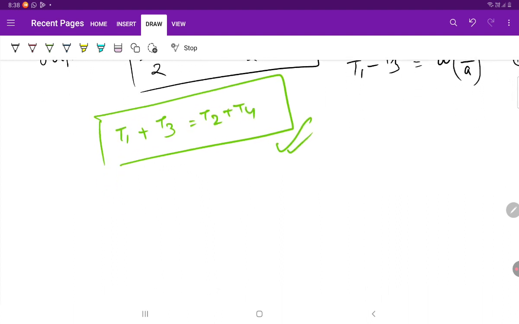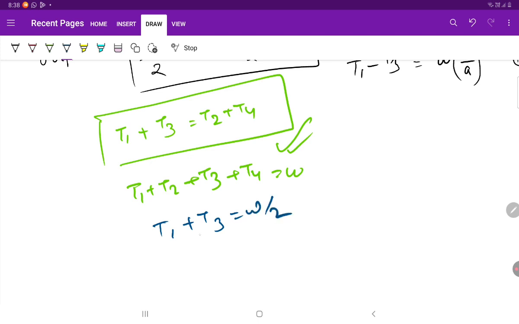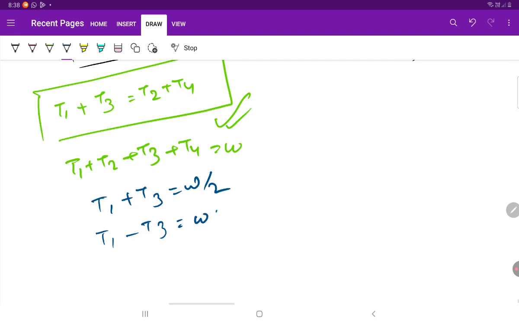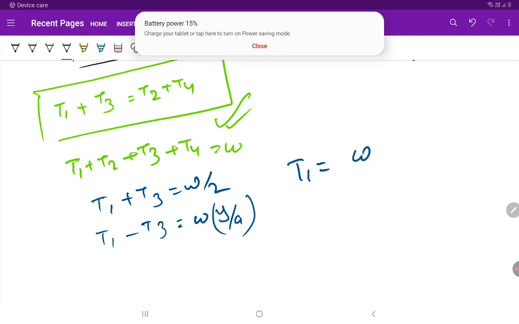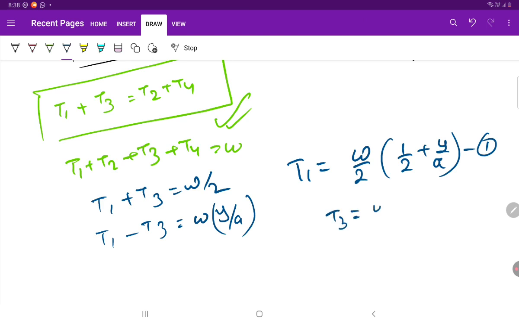Initially, you may have seen the equation T1 plus T2 plus T3 plus T4 equals W. Now, I am substituting T1 plus T3 equals T2 plus T4. I will get T1 plus T3 equals W by 2. T1 minus T3 equals W into Y by A. So if you write, T1 equals W by 2 into 1 by 2 plus Y by A. This is equation 1. T3 equals W by 2 into 1 by 2 minus Y by A.